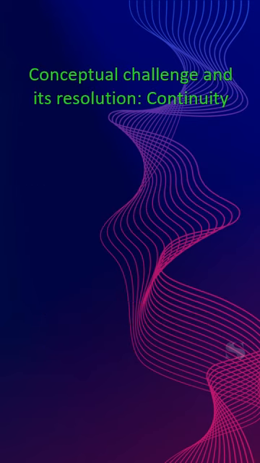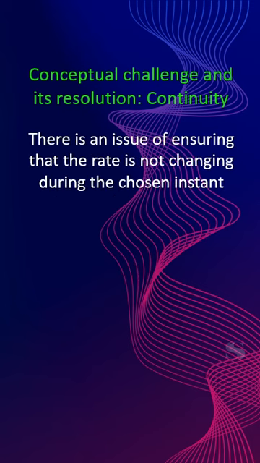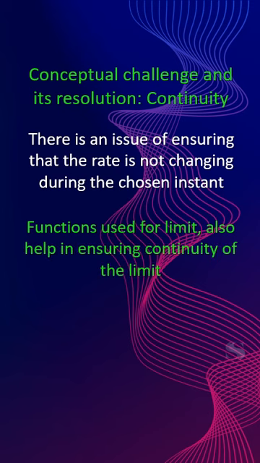Conceptual challenge and its resolution, the continuity of the limit. Conceptually, when using limit, there is the issue of verifying or assuring that the limit instant represents one rate of change. The rate is not changing during the instant. How is this ensured? Recall, limit is implemented through functions. That is, the instantaneous rate of change is computed not through any measurement but analytical means, mathematical equations. And the functions also help us ensure that the derived rate of change is truly for the instant it is supposed to be of, and it is the only rate in that instant.